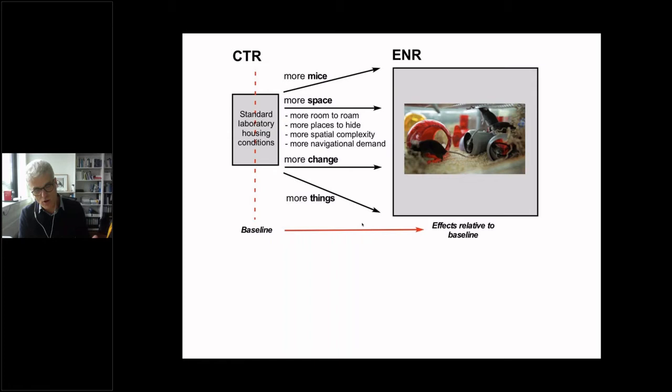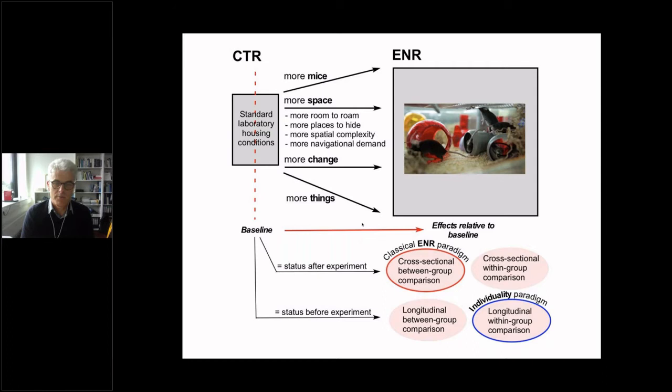And you can, in fact, show that if you stress animals, or don't treat them as nicely, then you get a negative effect that goes below baseline. So the point here is that you would like to have a relatively neutral baseline, and then you study improvements above that baseline. And in the classical way of using the enriched environment, it's a cross-sectional analysis, between-group comparisons between these two housing conditions.